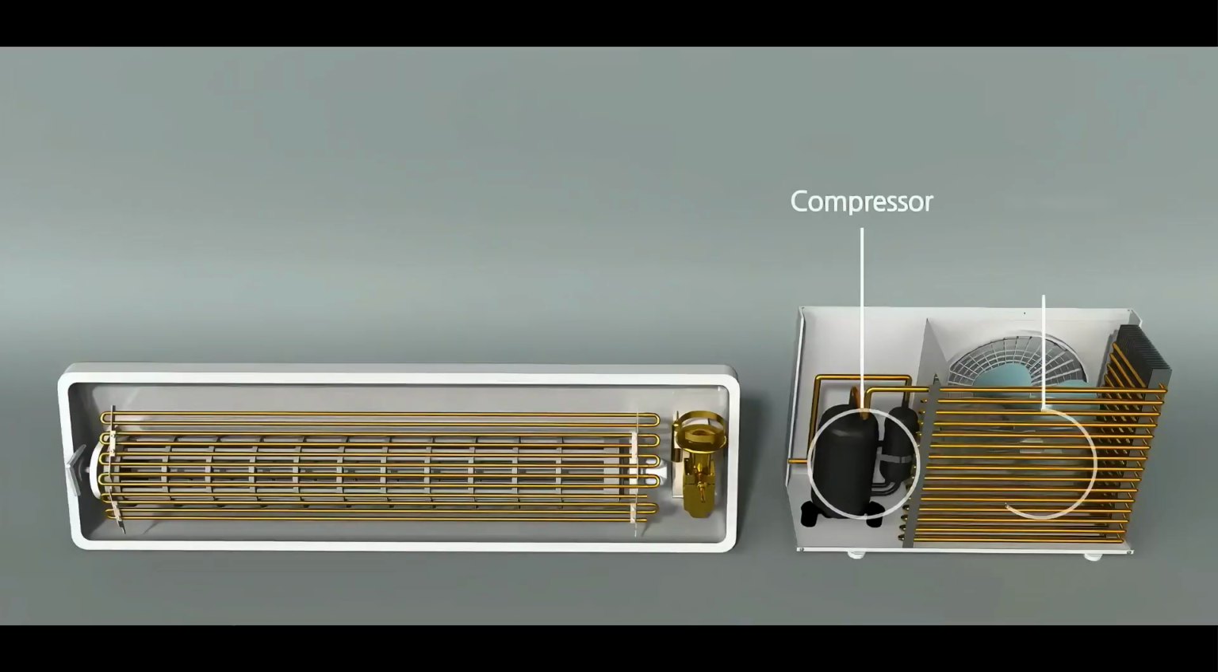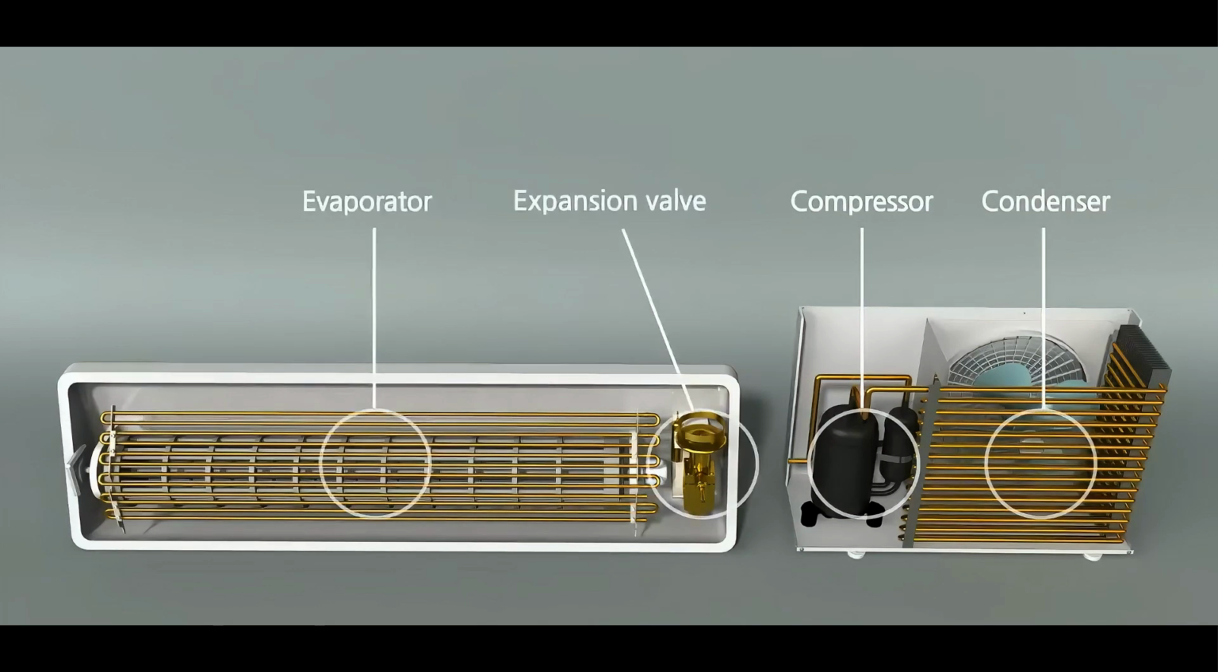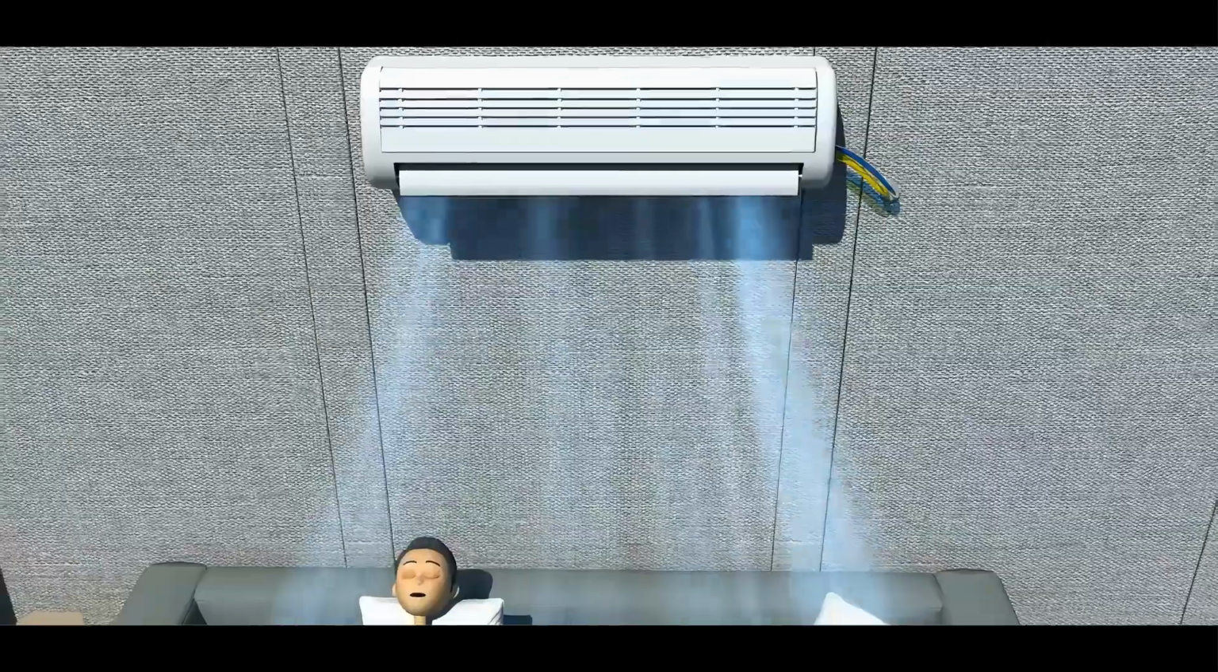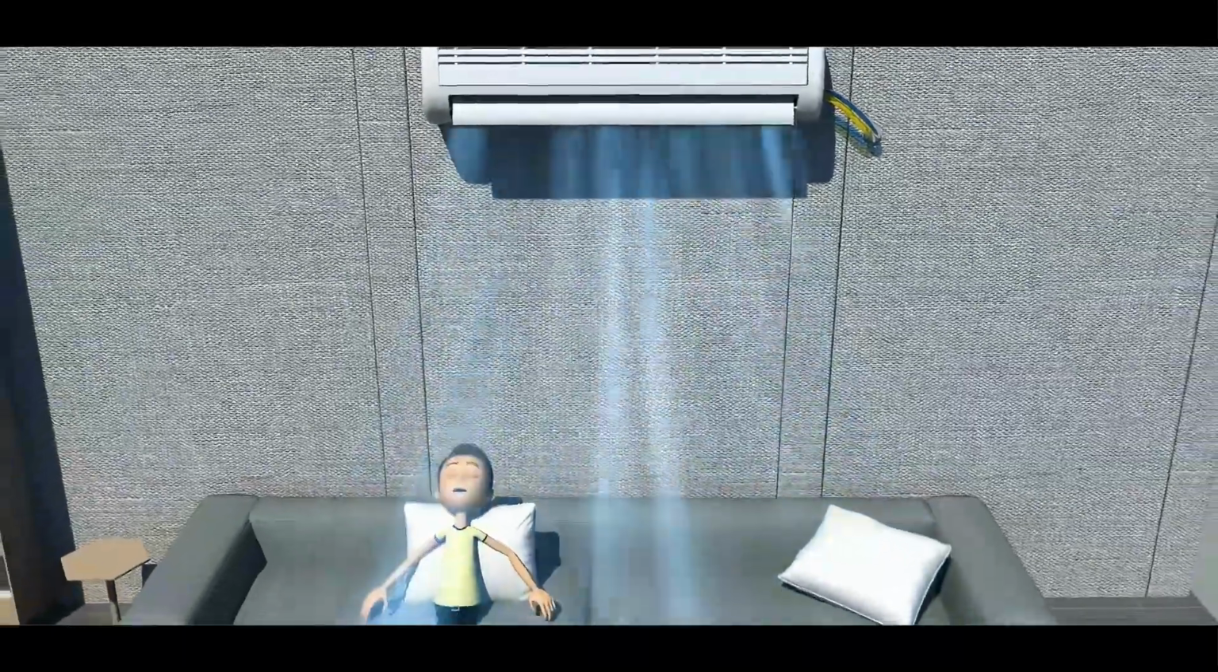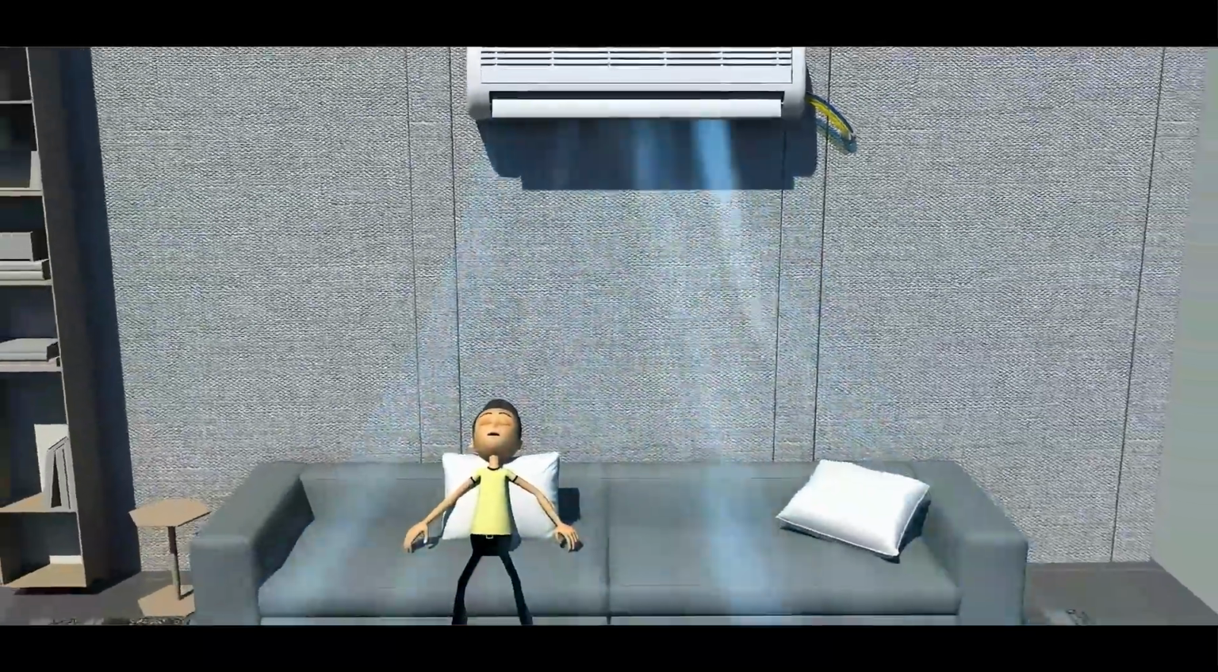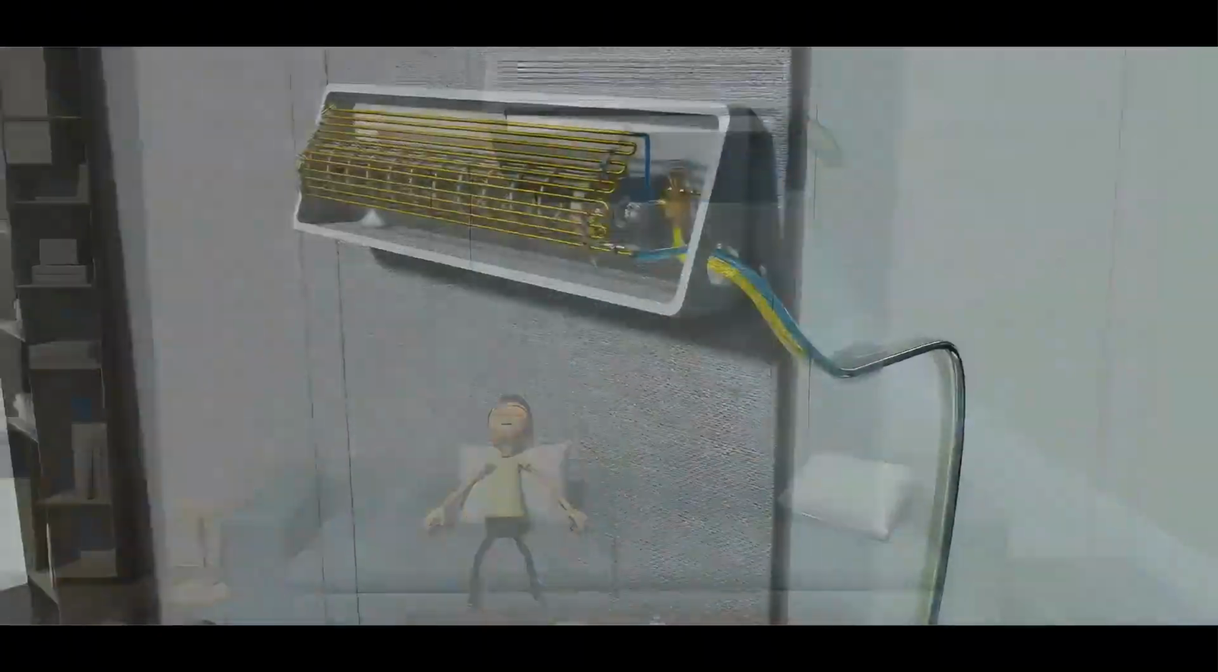The compressor and condenser are built inside the outdoor unit of an air conditioner. The evaporator and expansion valve are built within the indoor unit of an air conditioner, which is what we normally refer to when we talk about an air conditioner. Now let's dive deeper into the functions of each mechanical component of an air conditioner.